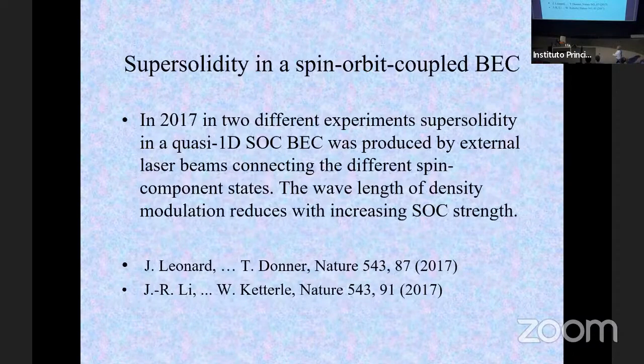And supersolidity in a spin orbit coupled BEC. I'll talk about what a spin orbit coupled BEC is, because in a normal atom, the electrons have charge. As the electron moves in an orbit, it has angular momentum and it generates a magnetic moment. That interacts with the magnetic moment of the spin degree of freedom, so it makes the L dot S coupling. In the case of atoms, the atoms do not have charge, but when they move, it is possible to create a coupling between the motion and the spin degree of freedom. We'll see how it is done.